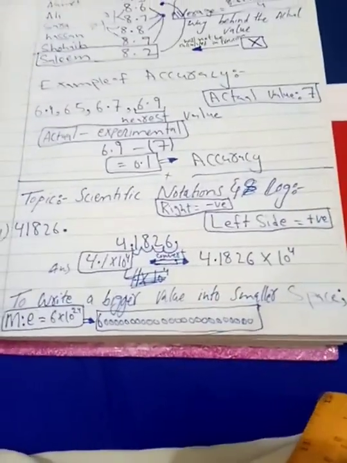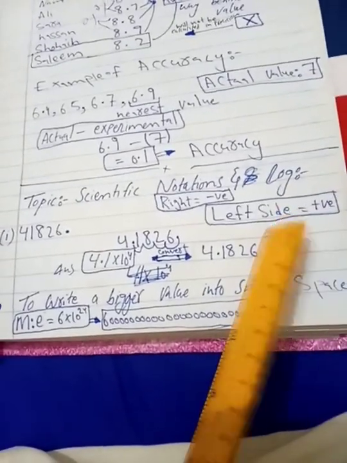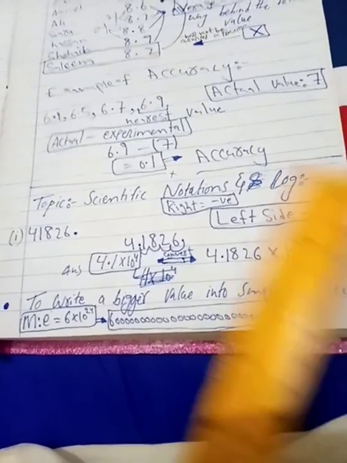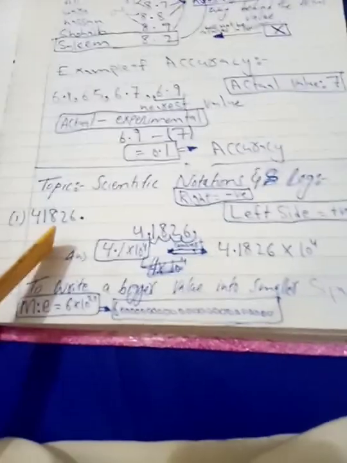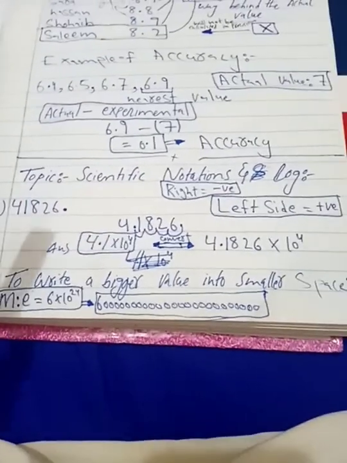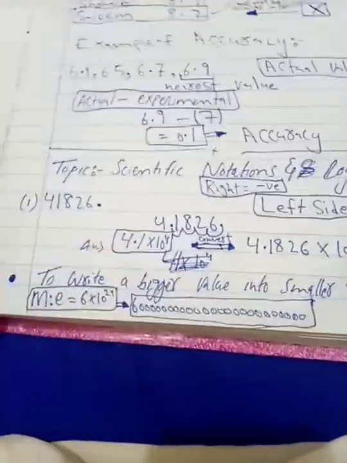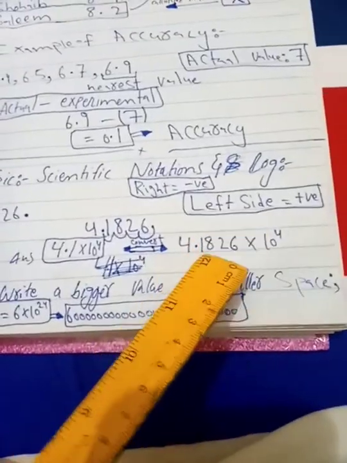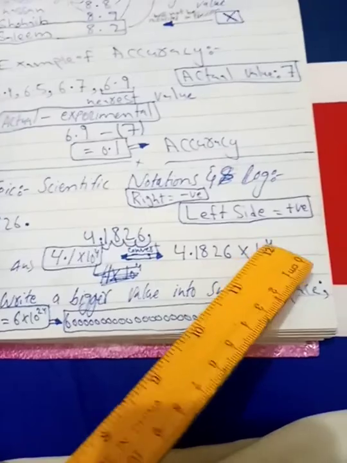So remember one thing: if the point is moving towards the left side, the power will be in the positive sign. If the point is moving towards the right side, then the power will be in the negative sign. Okay, so the point has now been moved to before the first value, and because it moves towards the left side, we can write it like this: 4.186 into 10 is power 4.